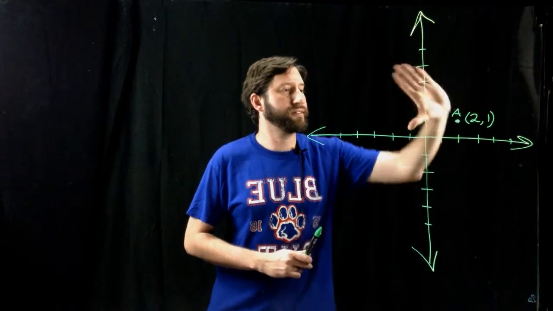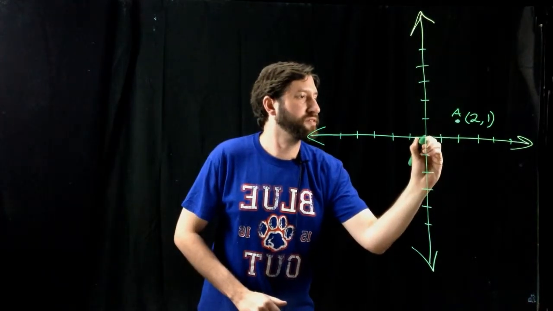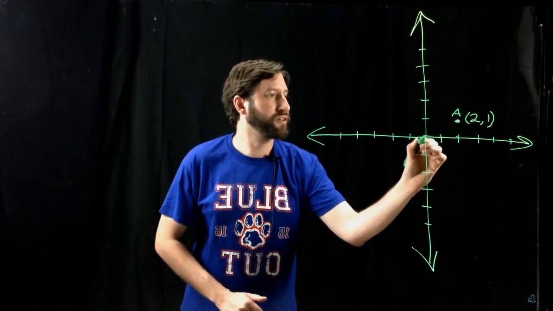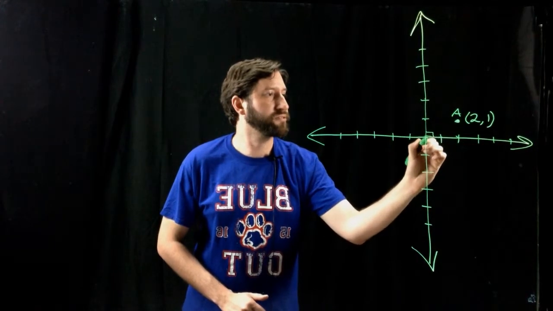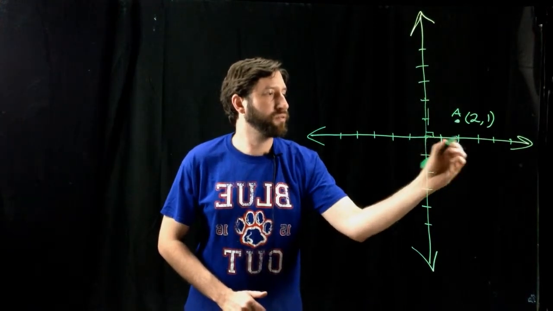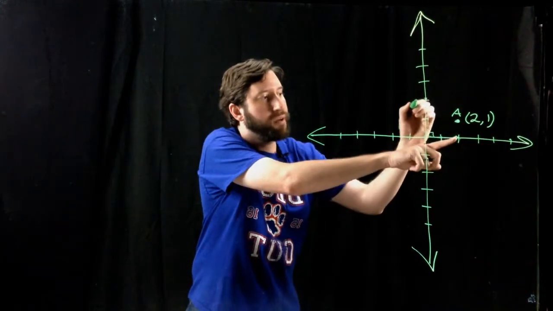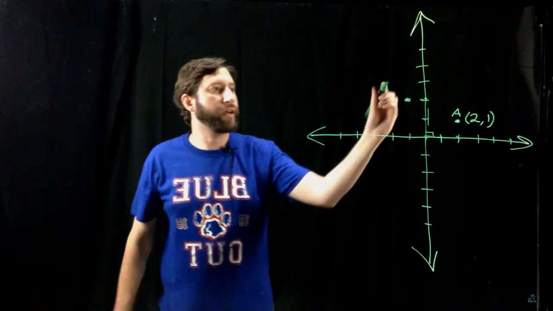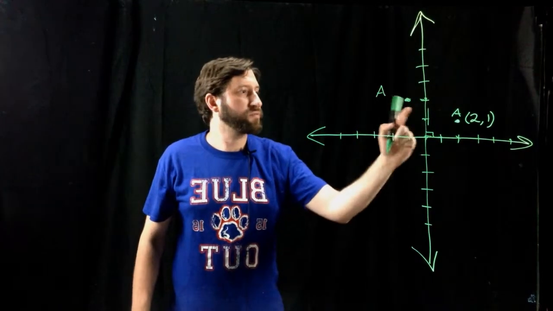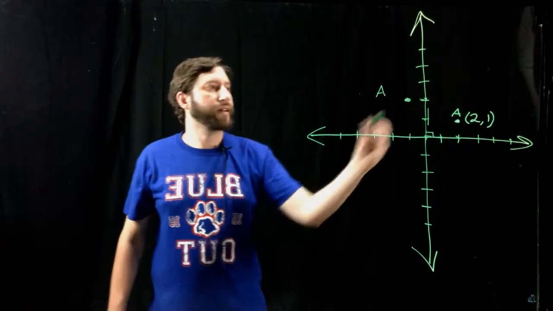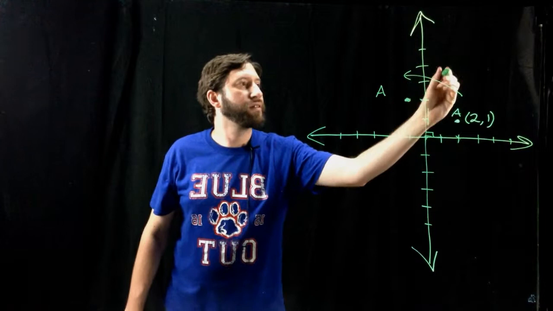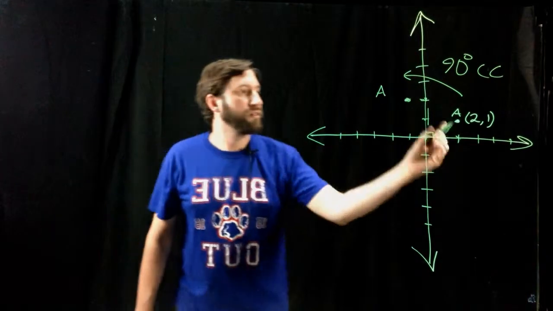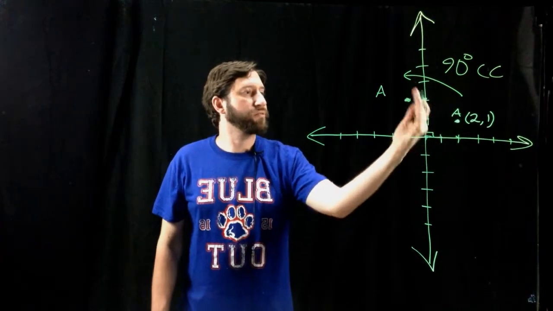I'm rotating 90 degrees. So think of this: it goes over 2 and up 1. Now instead of going over 2, I need to go up 2 because I want a 90-degree angle. And instead of going up 1, I'm going to go over 1. This is going to be my new point. This is A that has been rotated by 90 degrees counterclockwise.